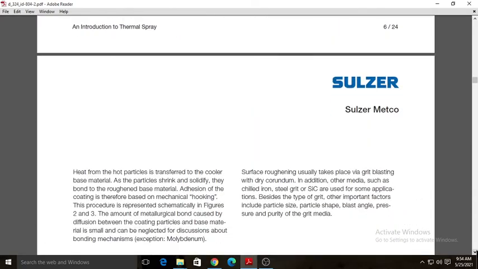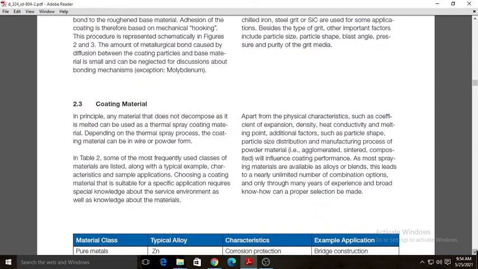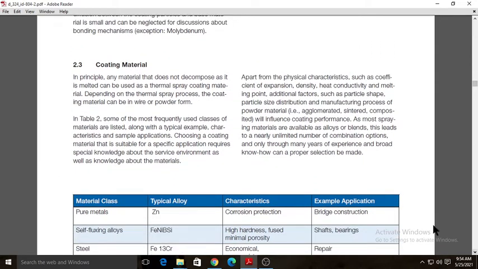Then we are going to see this topic, coating materials. Okay, so in principle, a material that does not decompose when it is melted can be used as a thermal spray coating material. So the coating material should not get decomposed or vanish after it is melted. Depending on the thermal spray process, the coating material can be in the form of wire or in the form of powder. I will show you how this wire or powder can be used for this coating purpose. Here you can see on this table number 2.